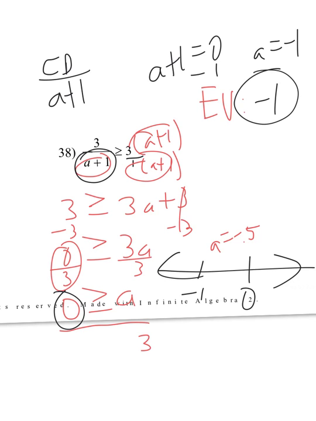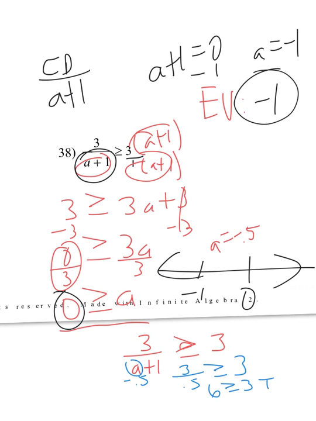So here's my original inequality. 3 over a plus 1 is greater than or equal to 3. So if I put in negative 0.5 for a right here, I would have 3 over 0.5 is greater than or equal to 3. Well, 3 divided by 0.5 is 6. 6 is bigger than or equal to 3. That is true. So when I tried negative 0.5, which is in the middle here, that worked. So that means everything in between negative 1 and 0 will work.